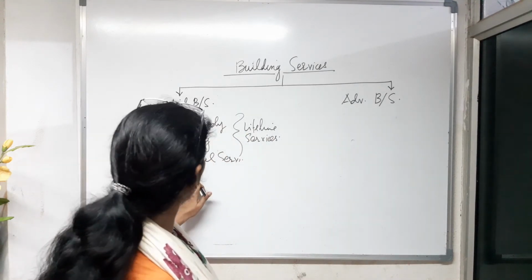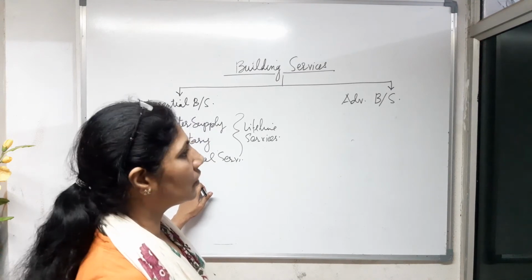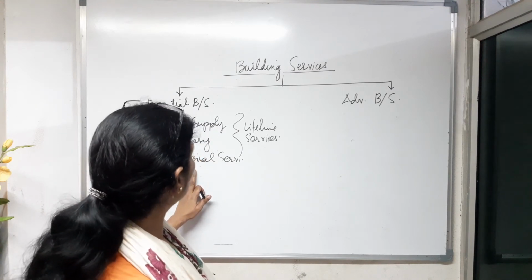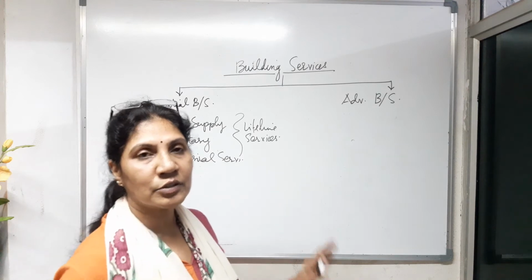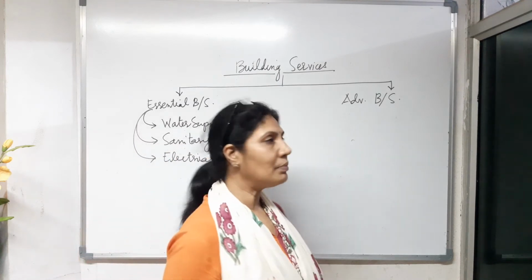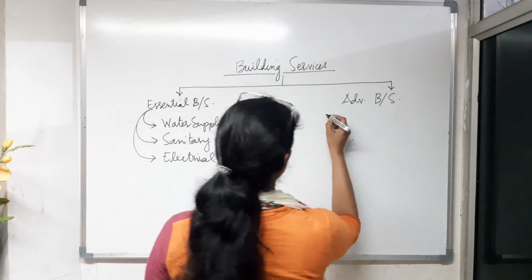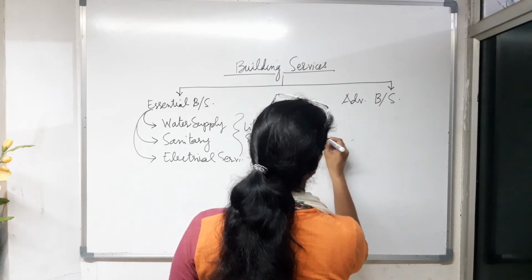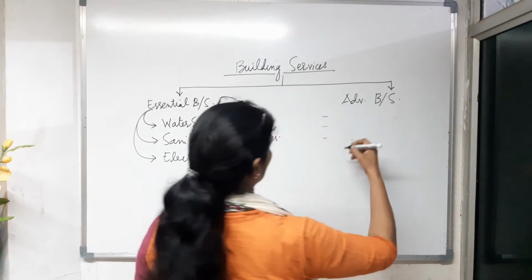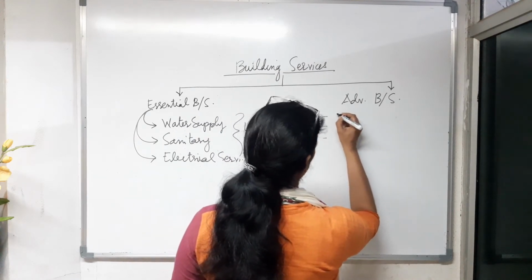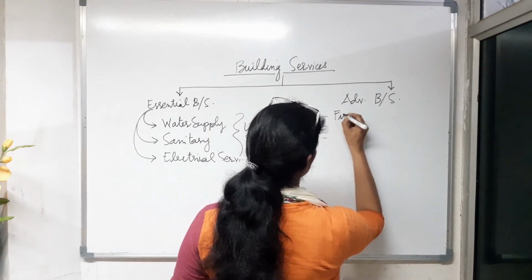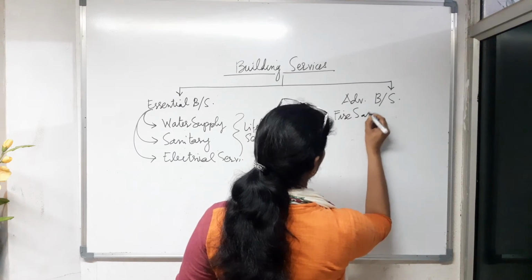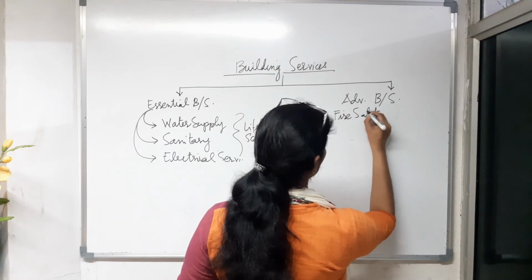So this is how all the lifeline services are put under the essential services, because these are the basic needs. Apart from these lifeline services, there are few more other services which could be categorized under advanced building services, such as fire safety services.